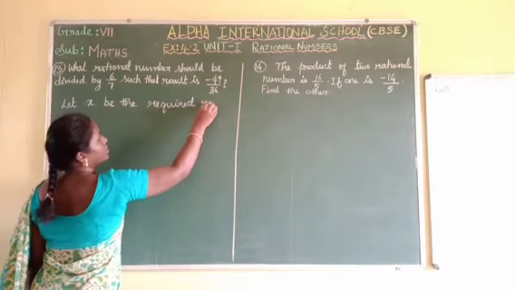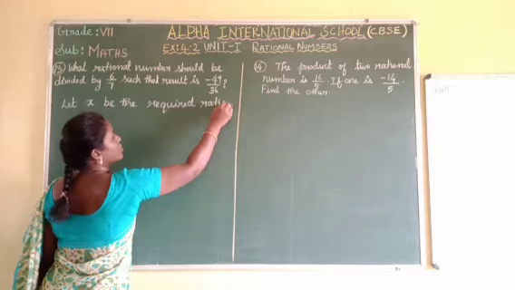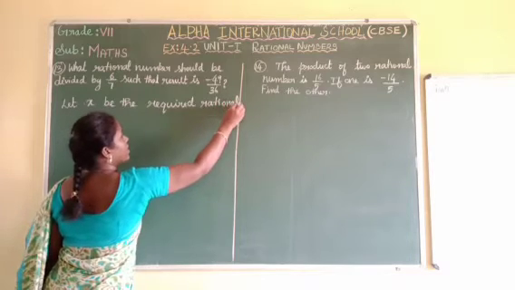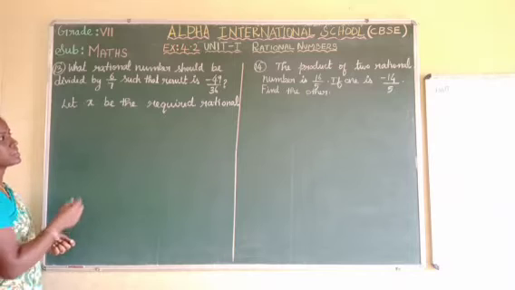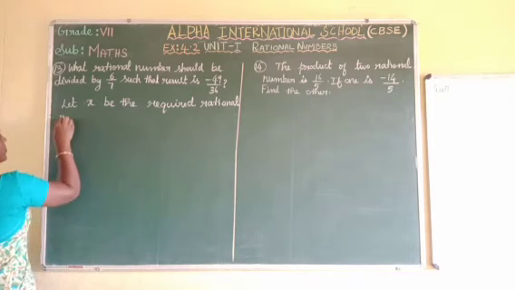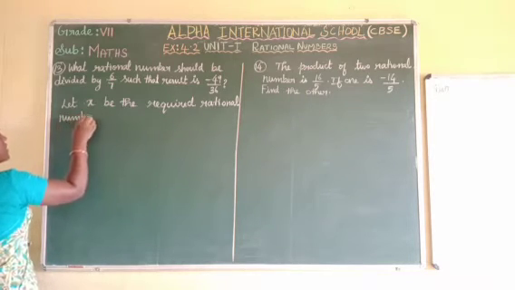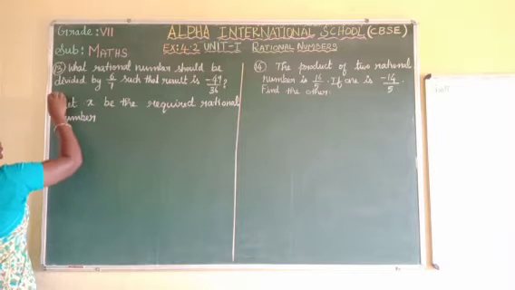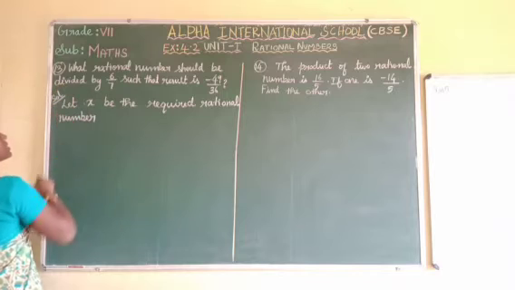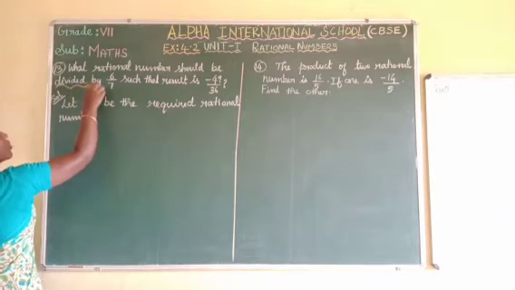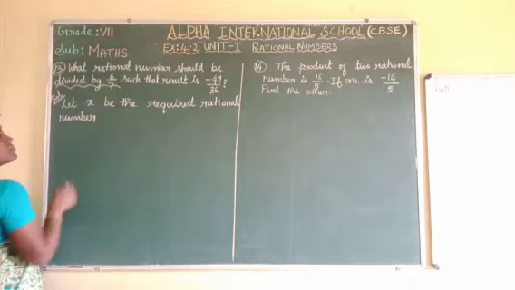Required rational number. We don't know what number, so we are taking a common unknown variable as x. So the required rational number is x. This is the solution. What is given? The rational number is divided by 6 by 7. The number that we are going to find is divided by 6 by 7.